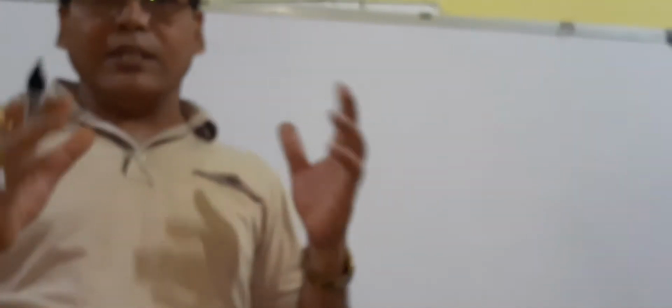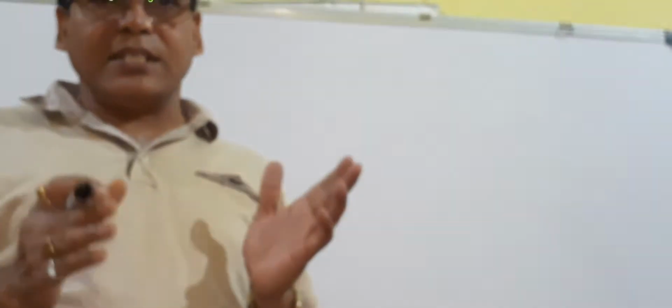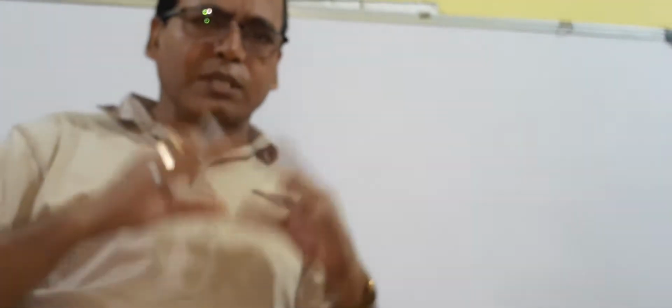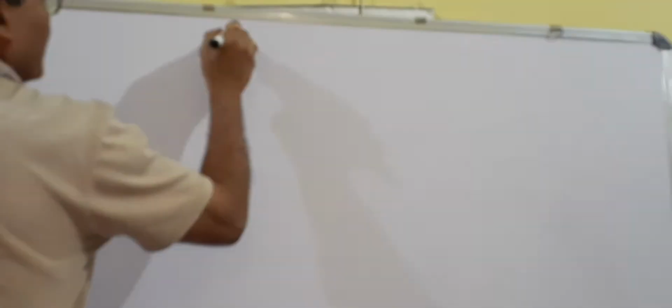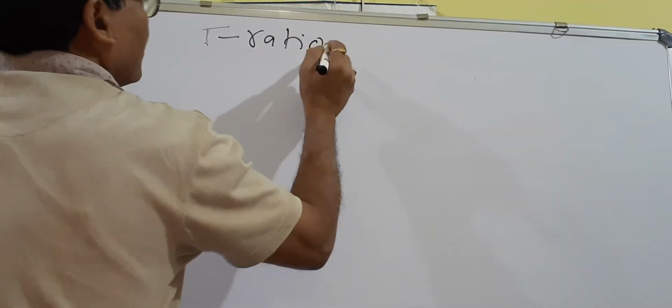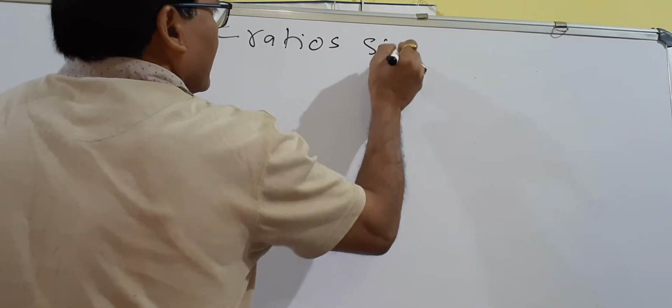So, yesterday I taught you about trigonometry and trigonometrical identities. Today you will learn about trigonometrical signs. How will we decide the T ratio sign here? So, T ratio sign.